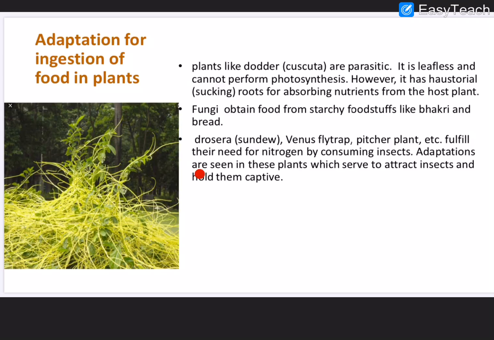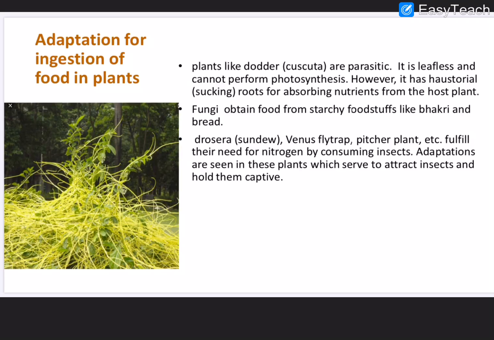So it is mainly about the parasitic plants and plants which cannot perform photosynthesis. So the plants which cannot perform photosynthesis, how do they get food? Plants like deodar and cuscuta are parasitic. Parasitic means they depend on or feed on other plants to live.